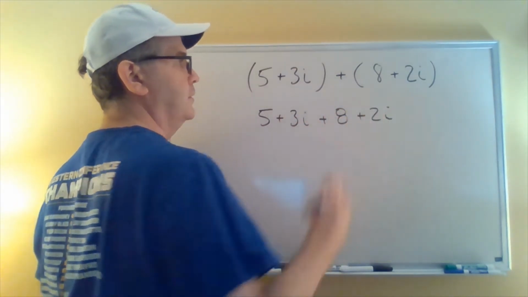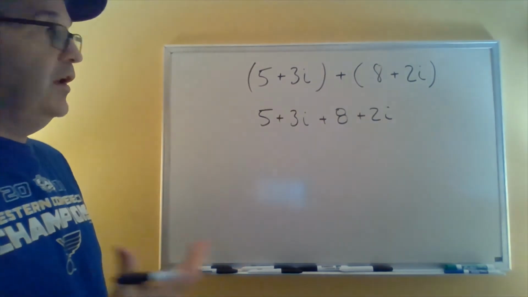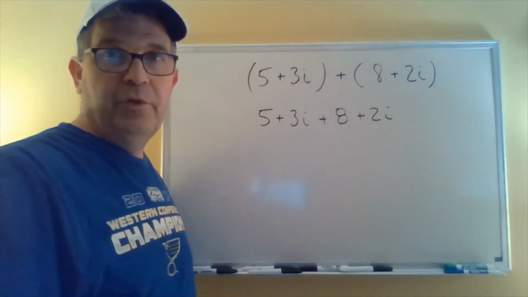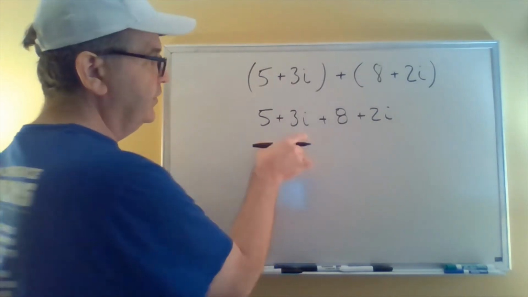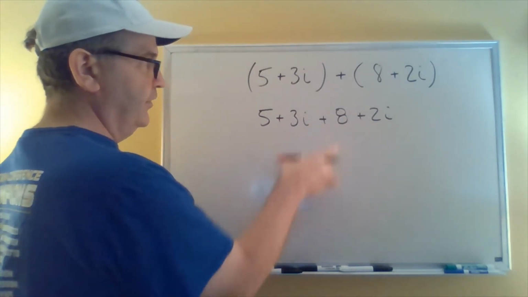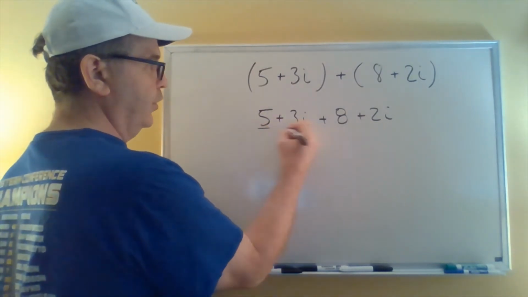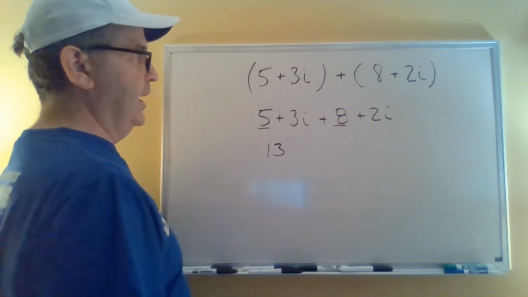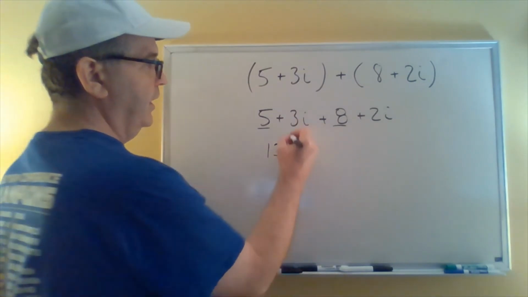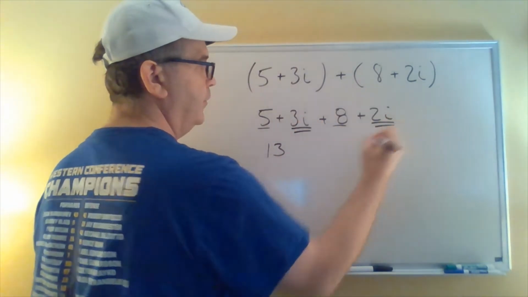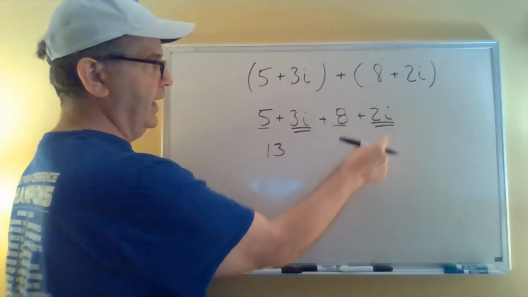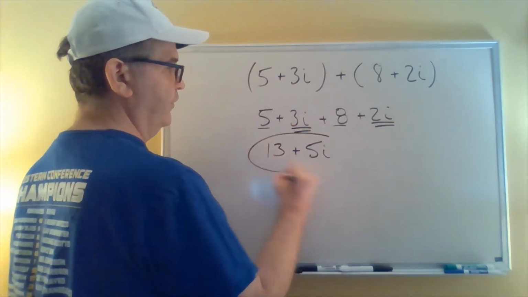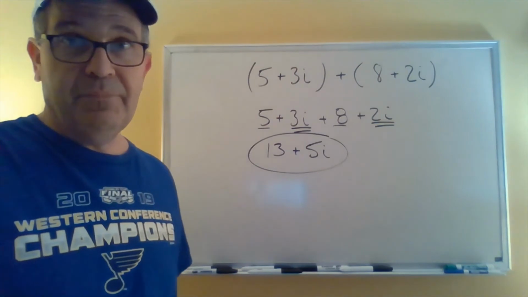without the parentheses. And then it becomes a matter of just combining like terms, much like we were doing with binomials, x's and y's and everything, except this time we're dealing with constants and i's. So we're going to combine our first like term, which is going to be our constants, 8 and 5. 5 plus 8 equals 13. And now we're going to combine our imaginary numbers, which is a positive 3i and a positive 2i together. That gives you a positive 5i. It's as simple as that.